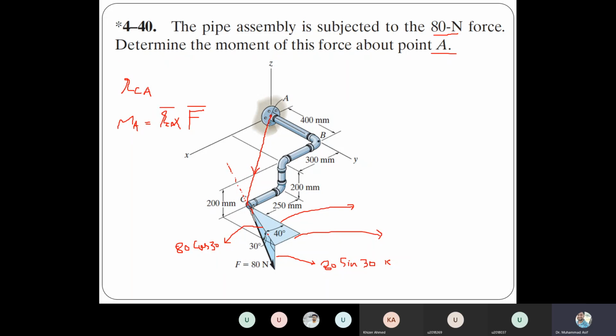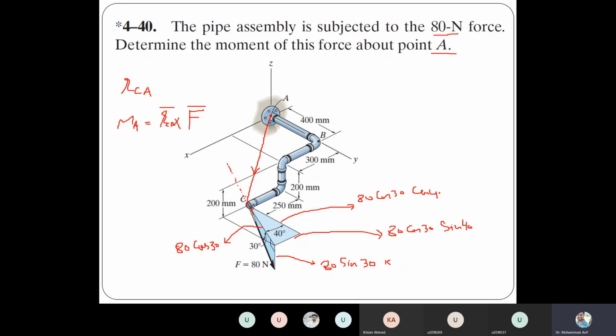So now we can use this hypotenuse to get this one. This will be sine 40 because this is in front of that angle. So 80 cos 30 sine 40, right? Similarly, this one is the base. Again, we'll use the hypotenuse: 80 cos 30 cos 40.